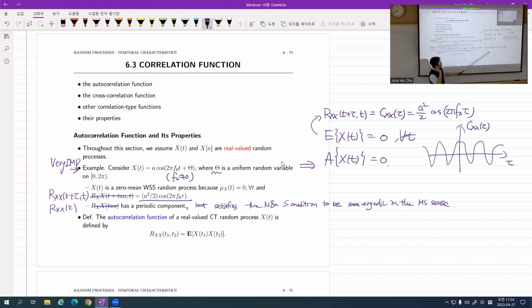Now, let's consider a slightly looser sufficient condition. What was that? We computed the time average. So let's change this to t, and take the time average of the absolute value of the autocovariance. Then what do we have?